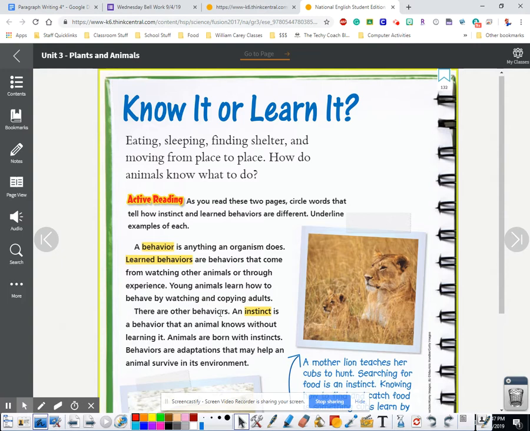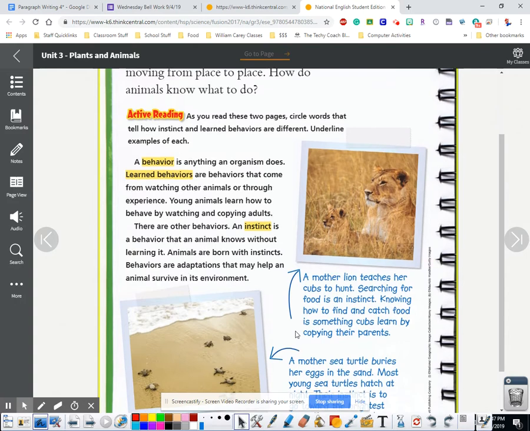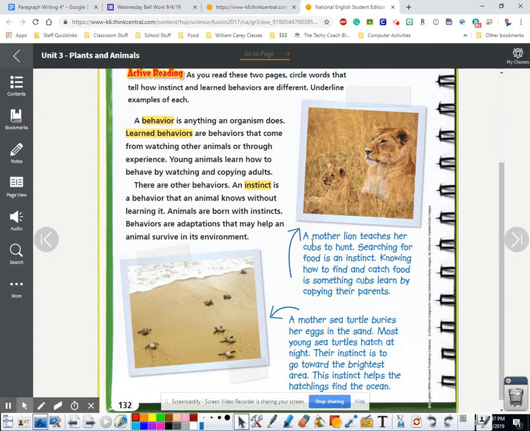There are other behaviors. An instinct is a behavior that an animal knows how to do without learning it. Animals are born with behaviors that are adaptations that may help animals survive in the environment. So right here it says a mother lion teaches her cub to hunt. Searching for food is an instinct. Knowing how to find and catch food is something cubs learn by copying their parents.